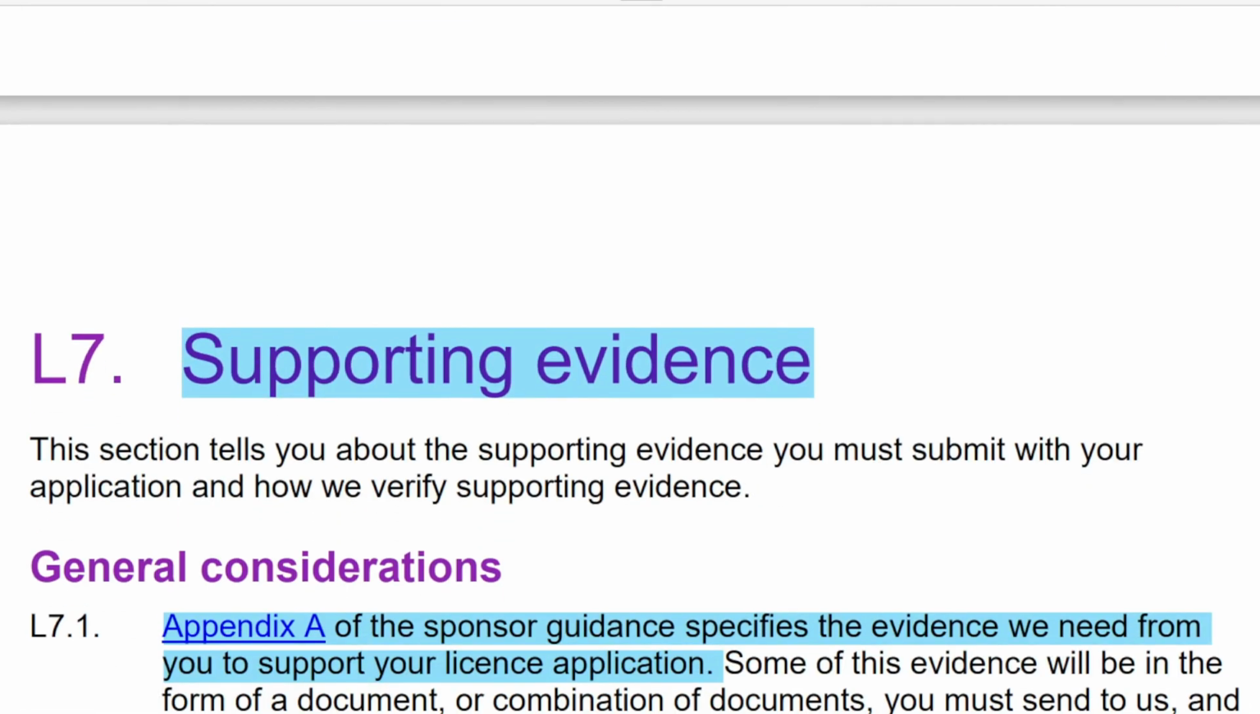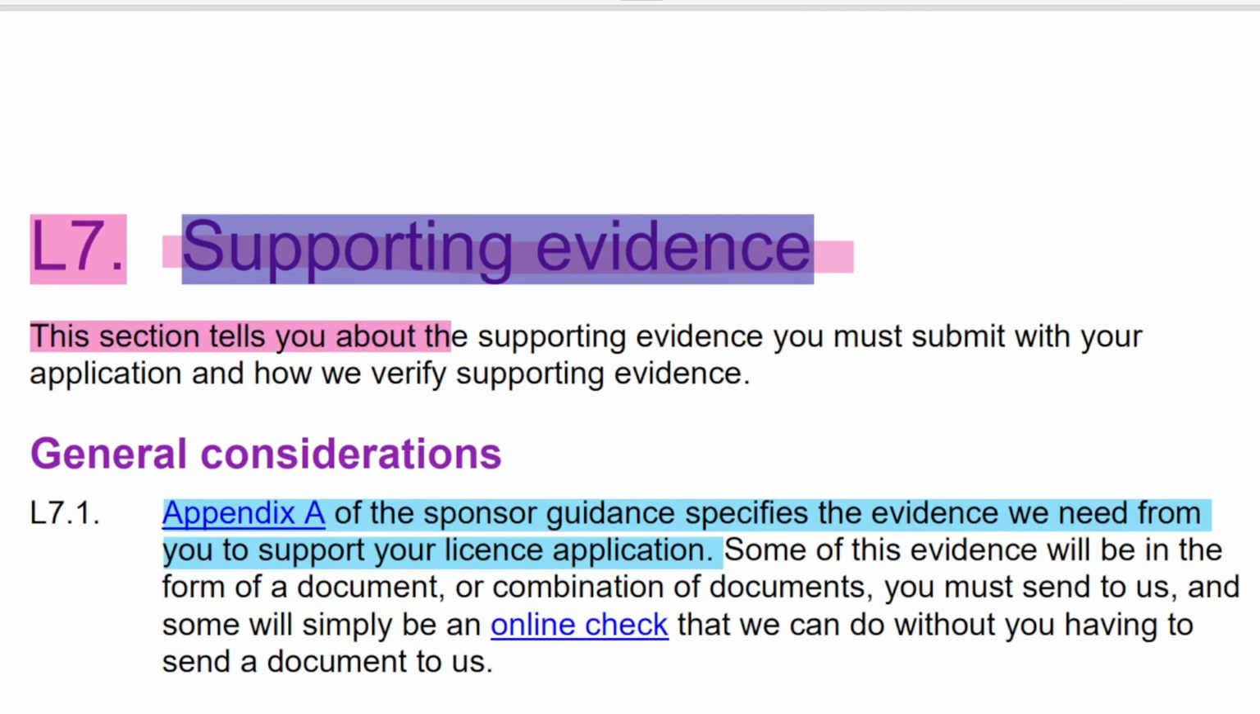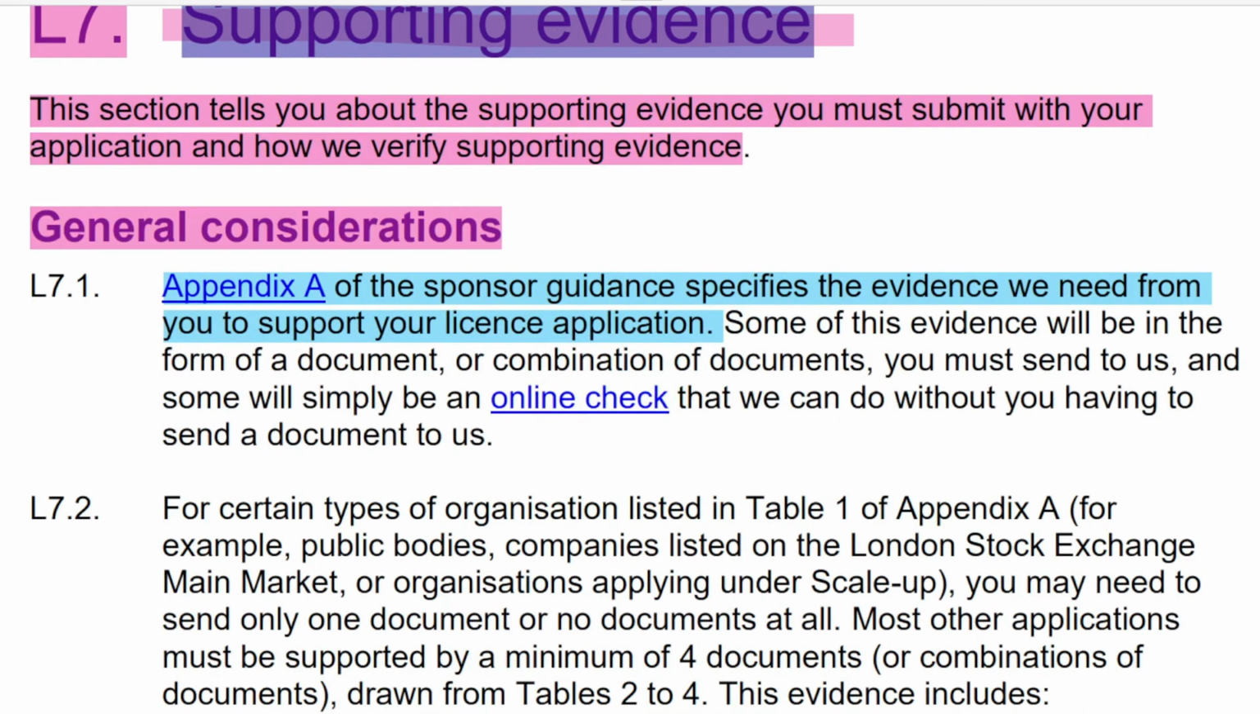And now let's discuss the L7 supporting evidence. So what do we mean by supporting evidence? This section tells you about supporting evidence you must submit with your application and how we verify supporting evidence. General consideration, L7.1: Appendix A of the sponsor guidance specifies the evidence we need to support your application, which I have already discussed in my video about Appendix A, the most important document.